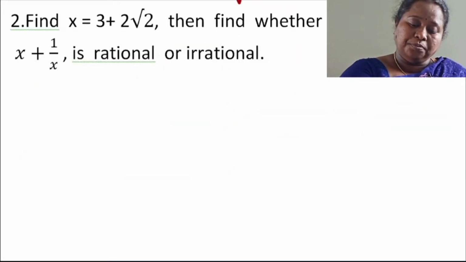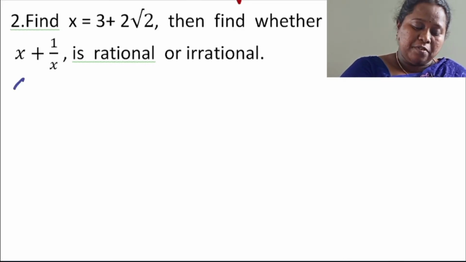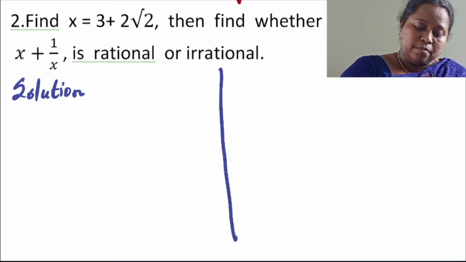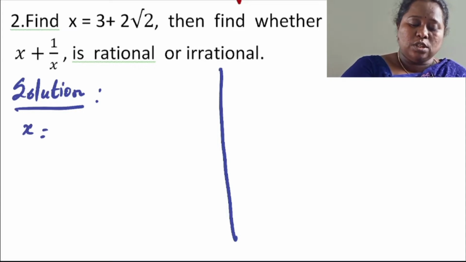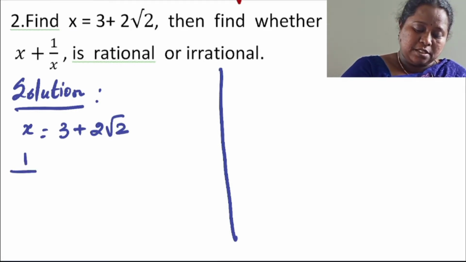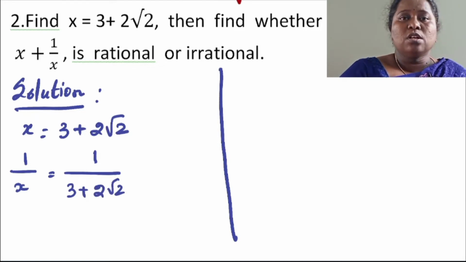The next sum: x is equal to 3 plus 2 root 2. Then, whether x plus 1 by x is a rational or irrational number. See here they have given x is equal to 3 plus 2 root 2. First, I am going to find out 1 by x. So, what will happen? 1 over, in the place of x, I have 3 plus 2 root 2.